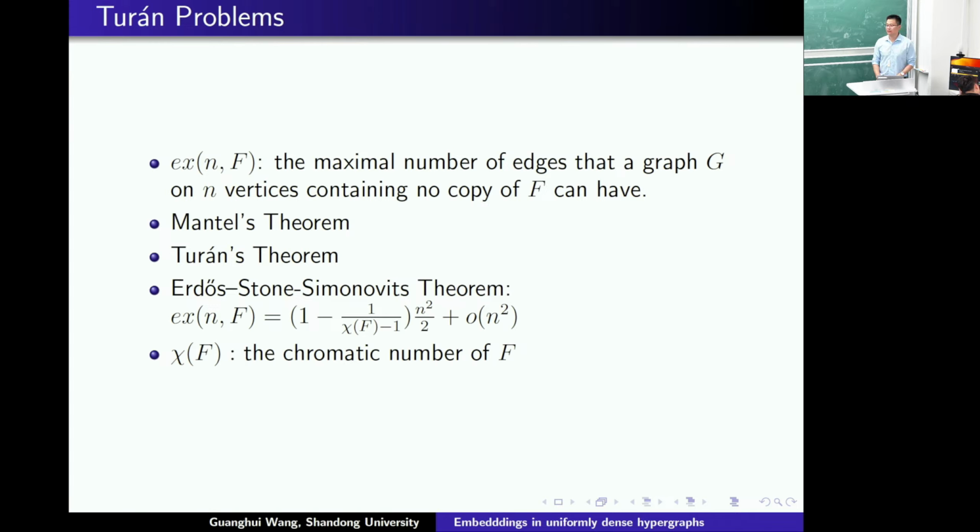For an arbitrary graph F, there is the Erdos-Stone theorem. It means that the Turan number is related to the chromatic number of F, where chi(F) is the chromatic number of F.